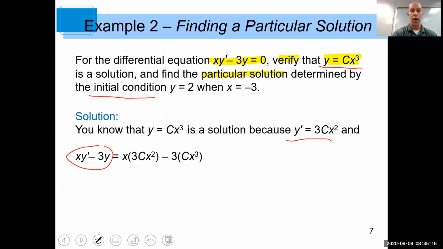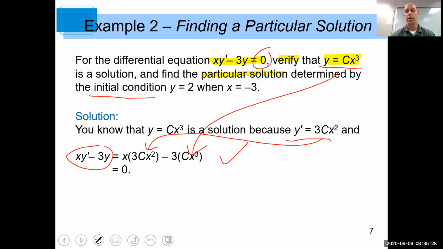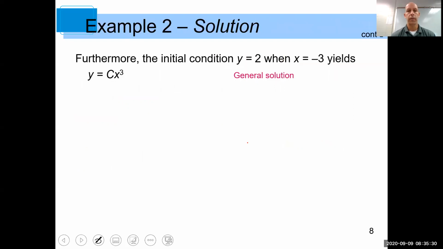So replacing y prime with this and replacing y with this, clearly that's equal to 0. And that's what we wanted it to equal. So that is a solution. The general solution does work.